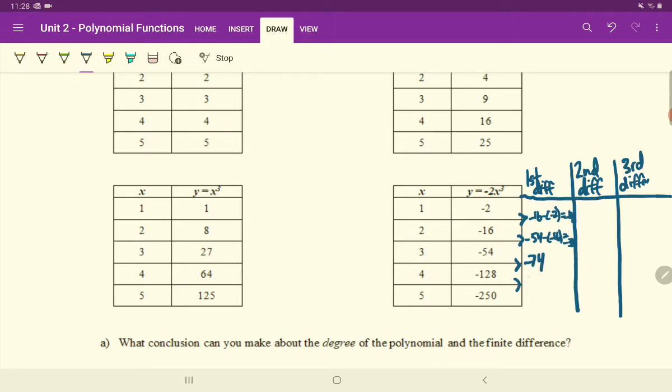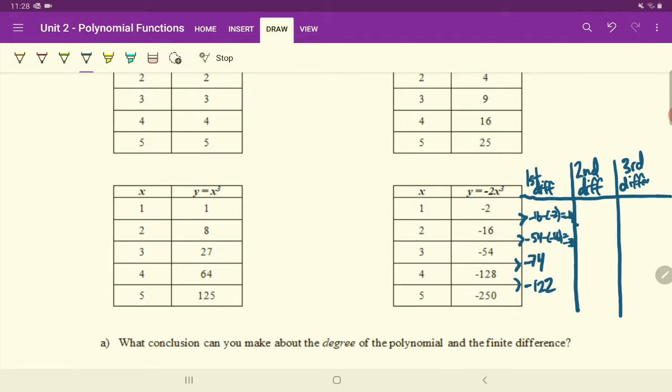And then lastly, -250 minus -128, which becomes plus 128. So we have -250 plus 128, and we have -122 there. So some pretty big values. So we have -122, -74, -38, and -14.